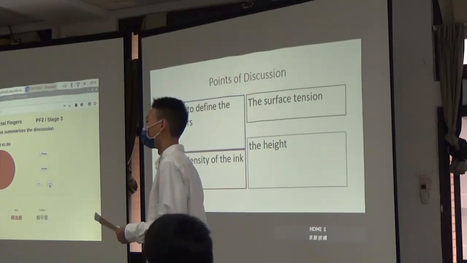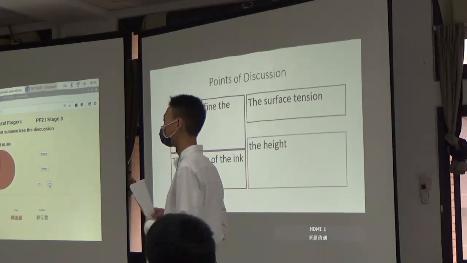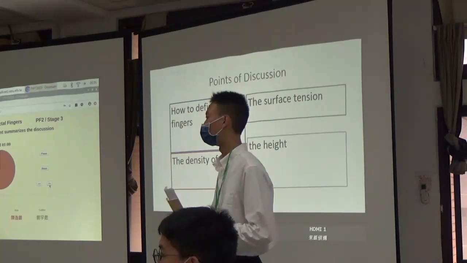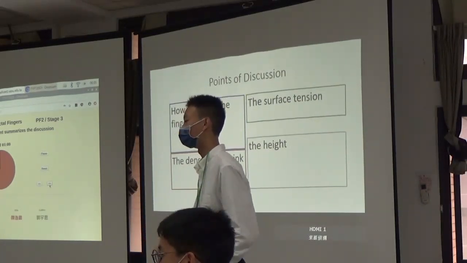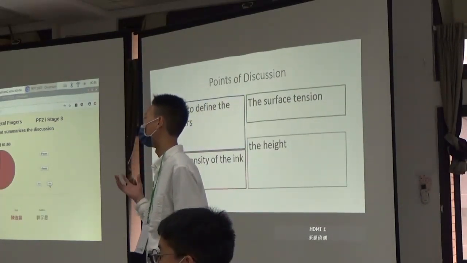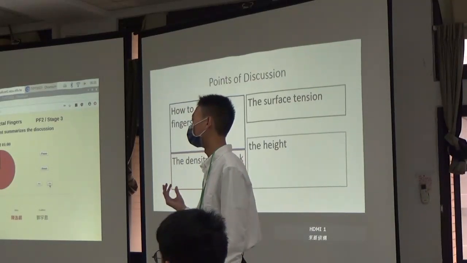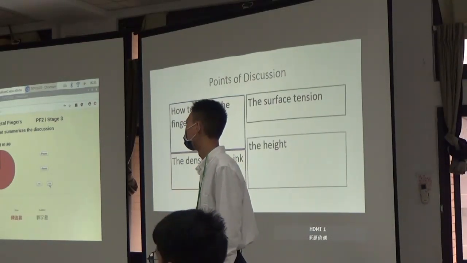And when it comes to the surface tension, he explained it to me quite well, so I can understand that the ink has a high one, while the other liquid has a lower one, and that's it.